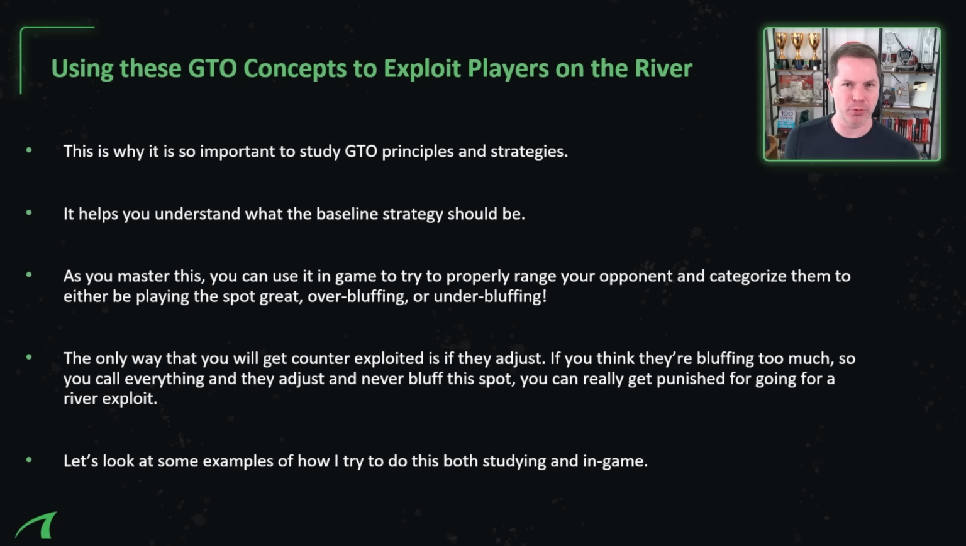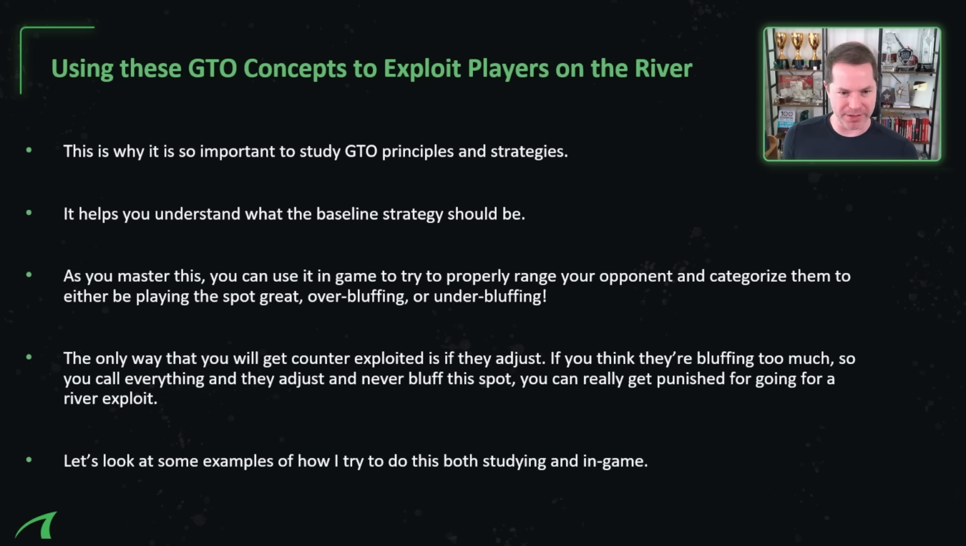And this is why it's so important to understand GTO strategies. It helps you understand what your baseline strategy should be. And as you master this and try to really give your opponent an accurate range, you can categorize them into over bluffing or under bluffing, and then you can adjust quite far from GTO.